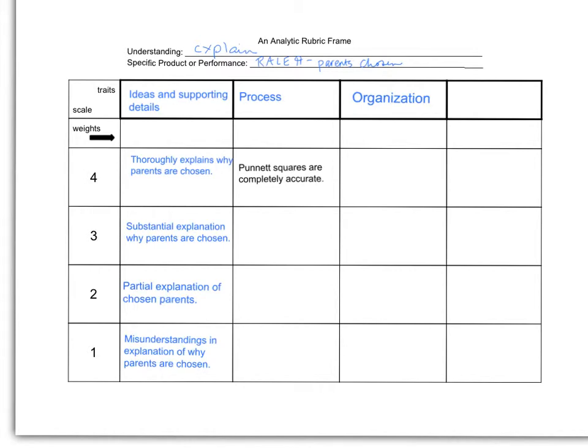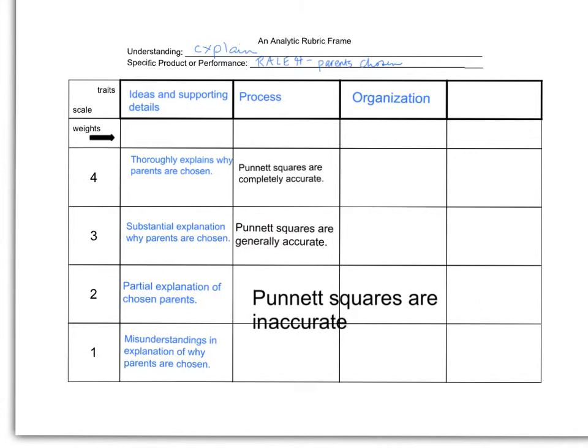The next one down then is Punnett squares are generally accurate. And maybe they have one little mistake in there or a couple of little things, but they follow the right process. Next one down, Punnett squares, if I can type, are inaccurate. They have some issues going on here.